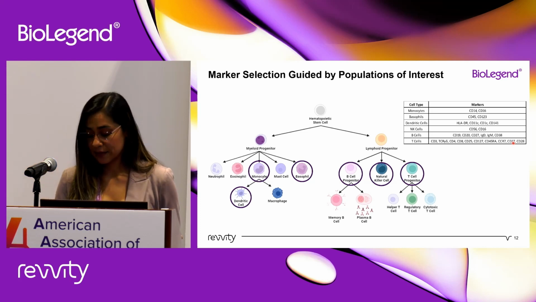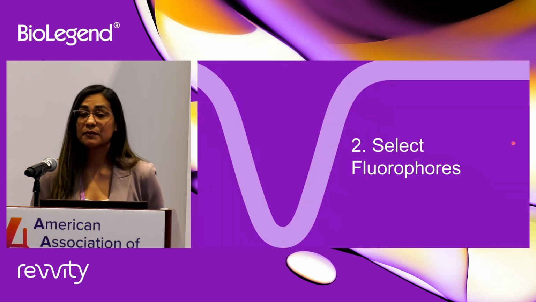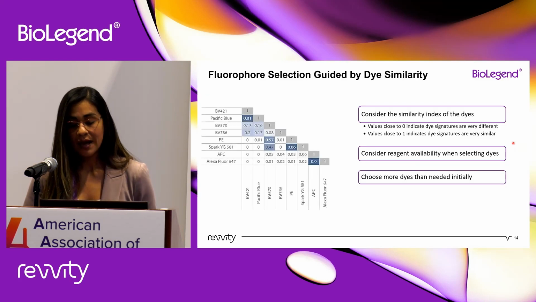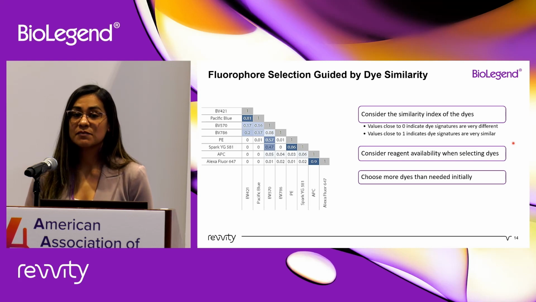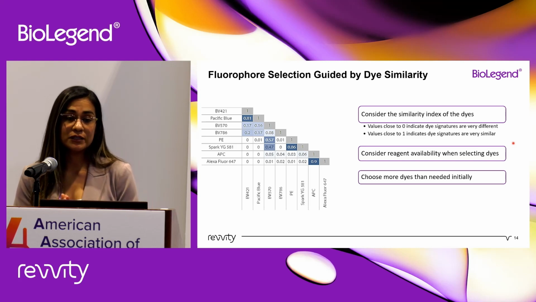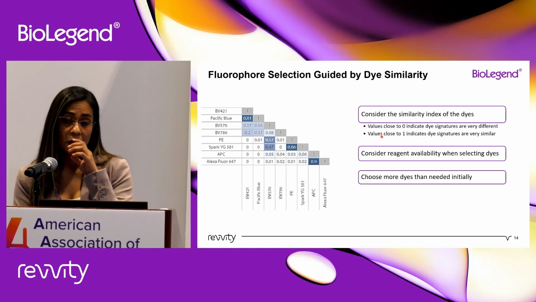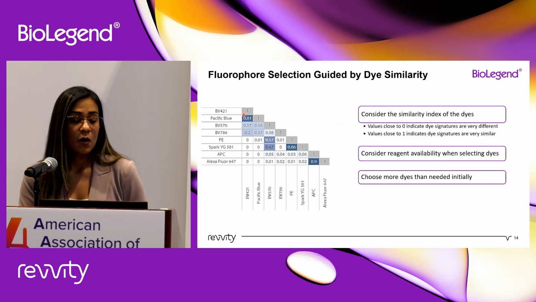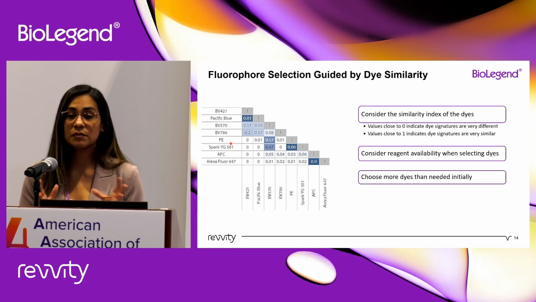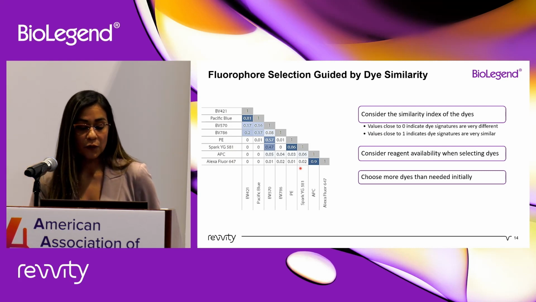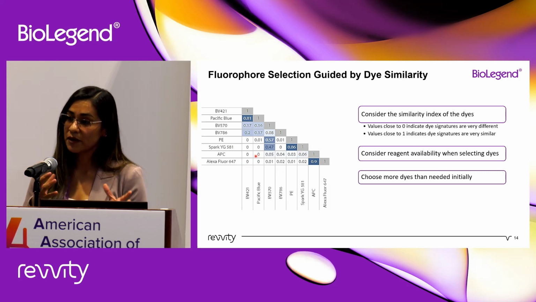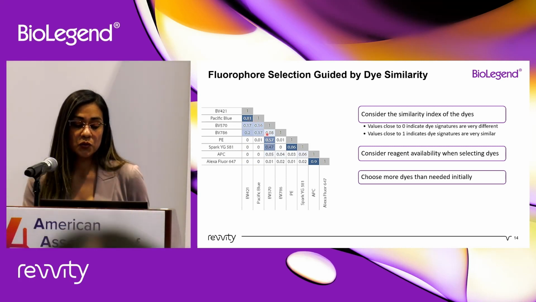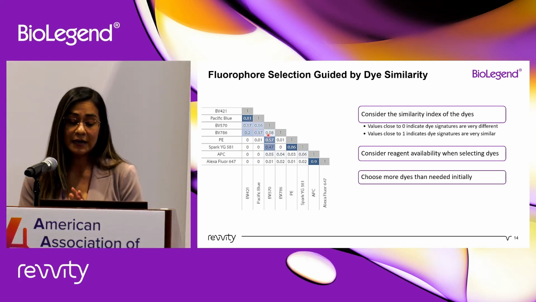Once that we have selected the markers, let's move to the next step, that is selecting the fluorophores. When selecting the fluorophores, it's important to know what is the similarity index between these fluorophores that we want to include in our panel. And I'm showing you here an example of a matrix that is comparing all these dyes against each other to tell us how similar they are. And for example, with values that are close to 0, that means that the signature of these dyes is very different. But when the values are close to 1, that means that they have some similarity.